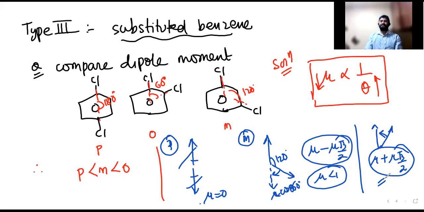This is exactly the highest because the component of this will be mu plus mu cos theta. So it will be high. The magnitude will be high. That's why this is the logic of doing this question. So I hope you got it. Let's go to the next part.